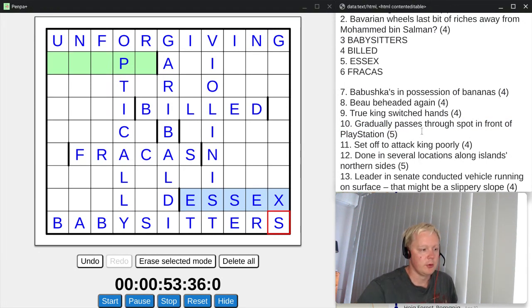Gradually passes through spot in front of PlayStation. Now PlayStation is often abbreviated just PS, and we have a P here. Something in front of PS does look good here. Spot, you spot something, you see it. So spot C in front of PS would be seeps. And if something seeps, it gradually passes through something. So seeps is going to be the answer here.